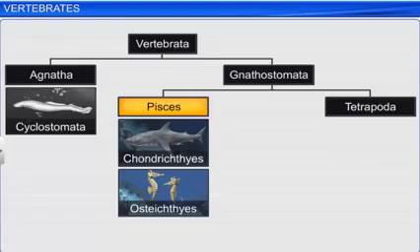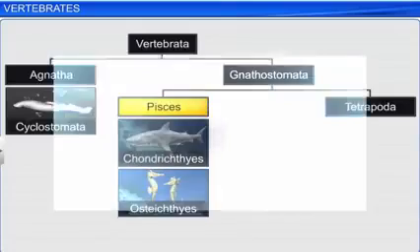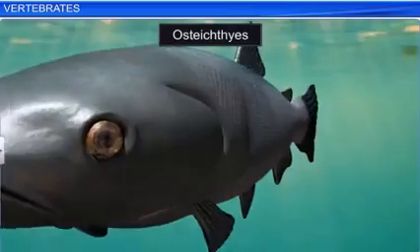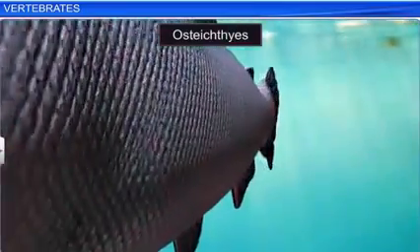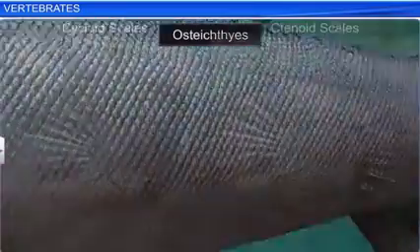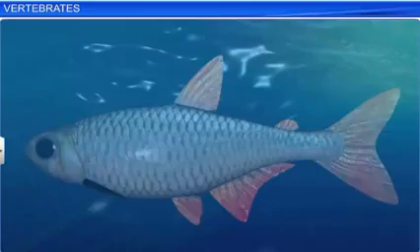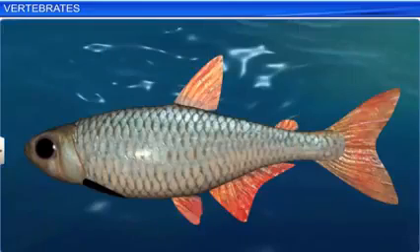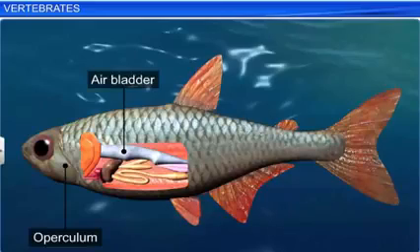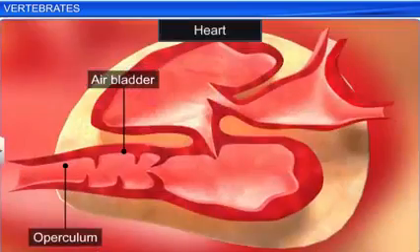The next class within Pisces is Osteichthyes. These are marine and freshwater fish with a streamlined body and a bony endoskeleton. Their skin is covered with cycloid or ctenoid scales. These fish have 4 pairs of gills, which are covered by an operculum, and an air bladder, which maintains buoyancy. They too are cold-blooded and have a two-chambered heart.